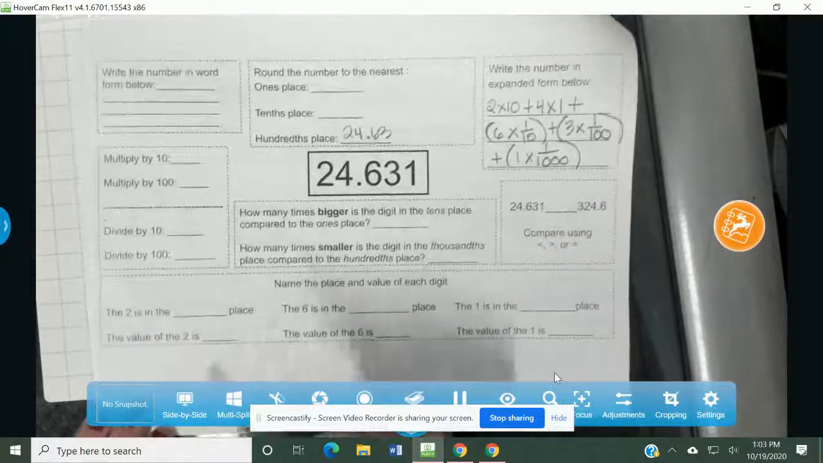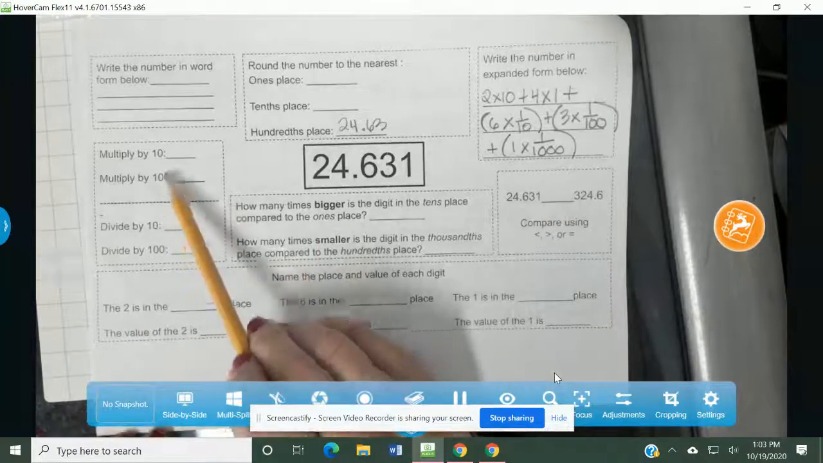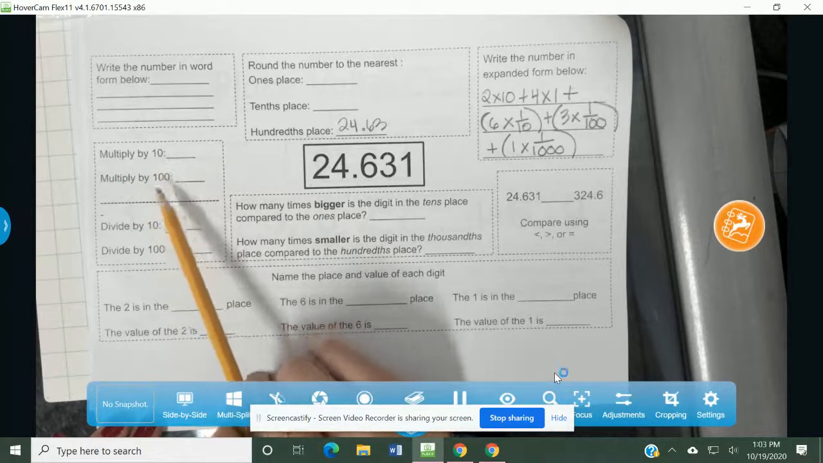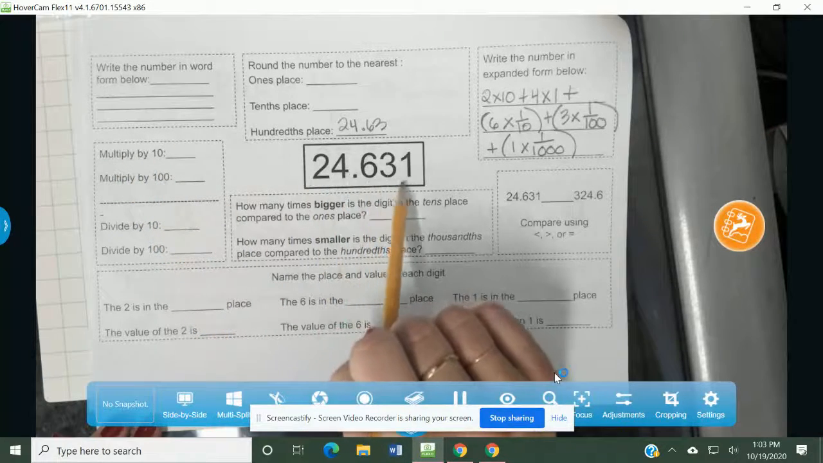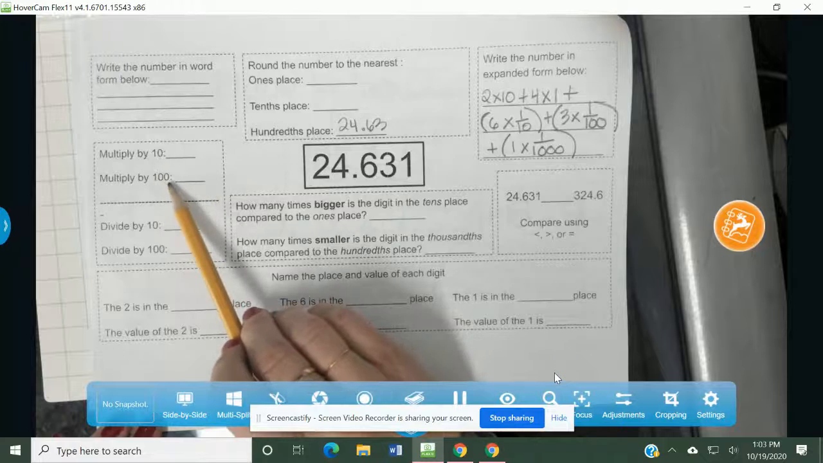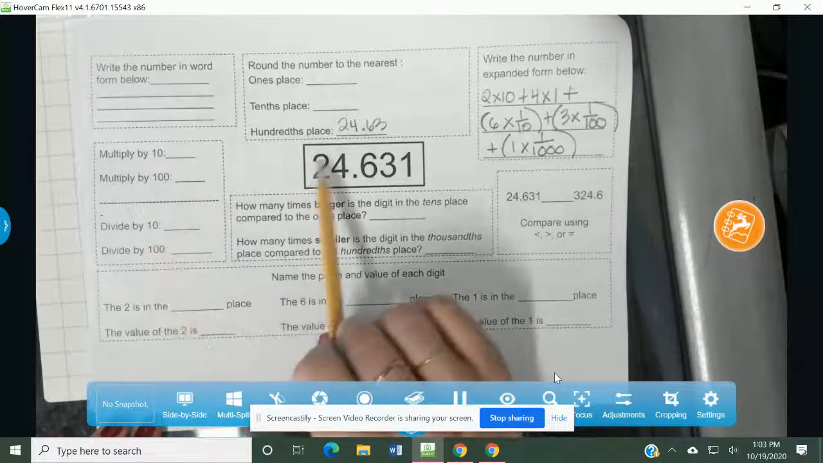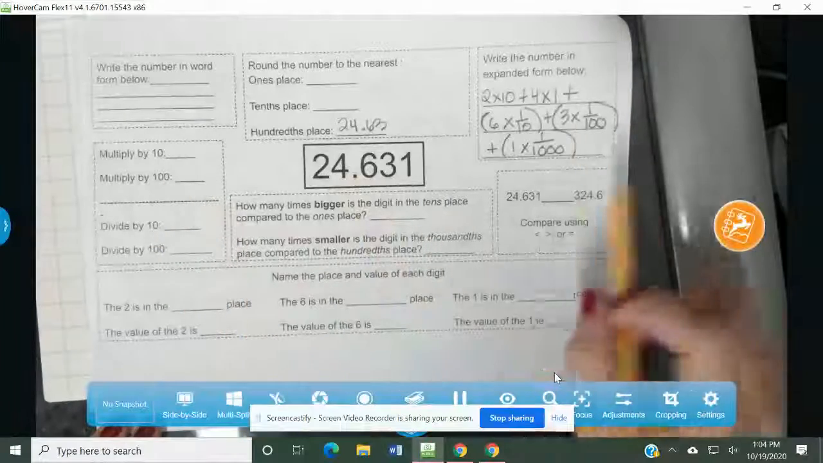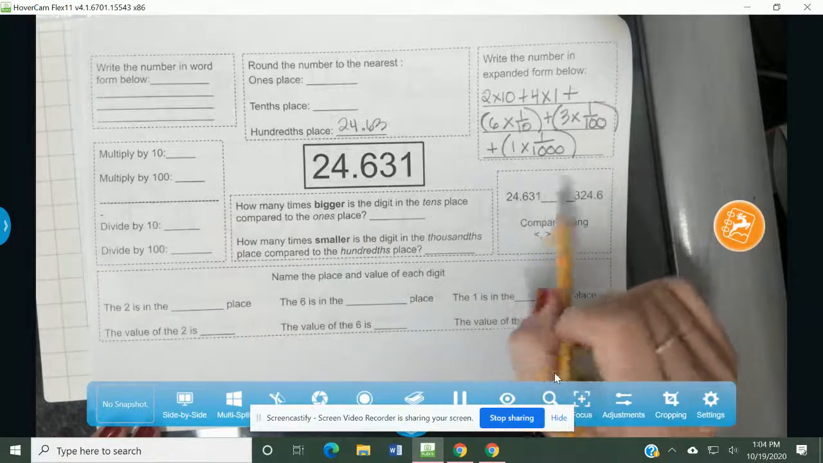All right, so multiplying and dividing. Remember, when I multiply by a 10 or 100 or 1,000, my decimal moves to the right based on how many zeros there are. And then when you divide by a power of 10, the decimal moves to the left. So I'm going to let you guys practice that one. I also want you to be able to compare on your own.